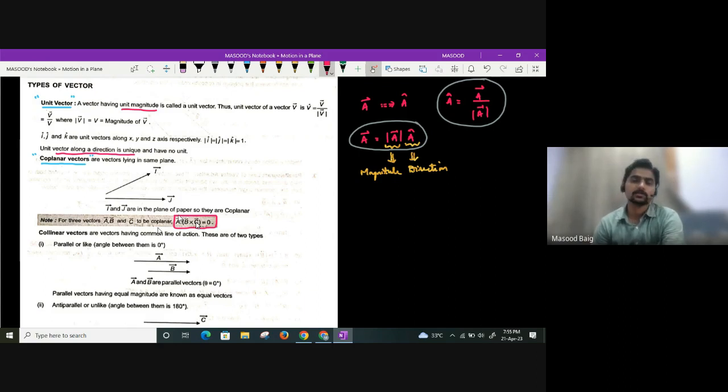A unit vector is a vector which has magnitude 1, and it is used to identify the direction of the given vector. How can it be represented? It can be represented as a bar divided by the magnitude of a. Understood? Yes or no?